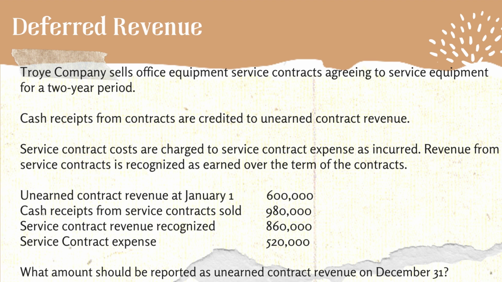So, additional items, unearned contract revenue at January 1. So, this is the beginning balance. It is 600,000. So, cash receipts from service contracts sold 980,000. Service contract revenue recognized 860,000 and service contract expense 520,000. So the question here is to compute how much is the unearned contract revenue on December 31. Okay. So you can now take also screenshots and then answer it.